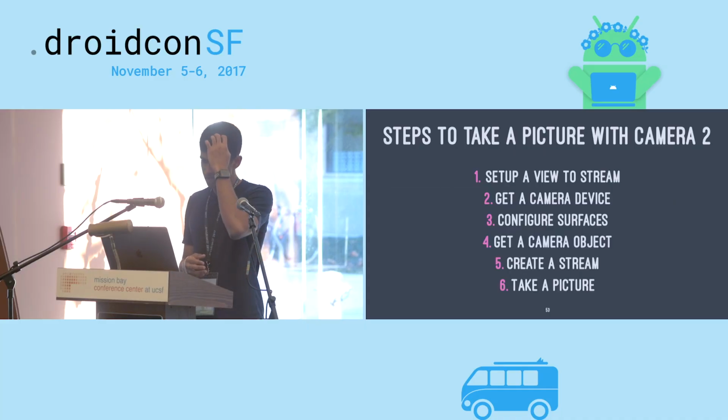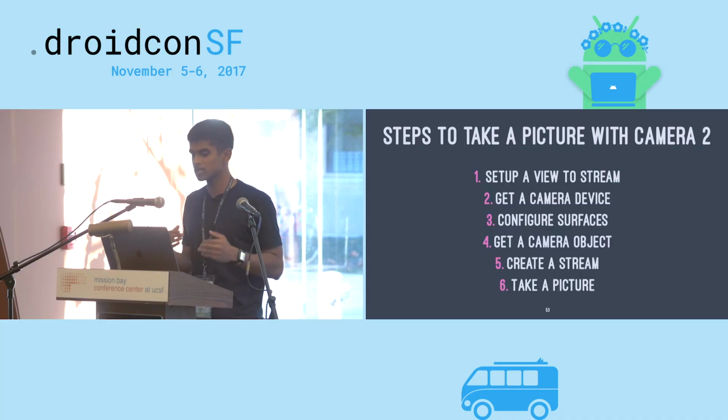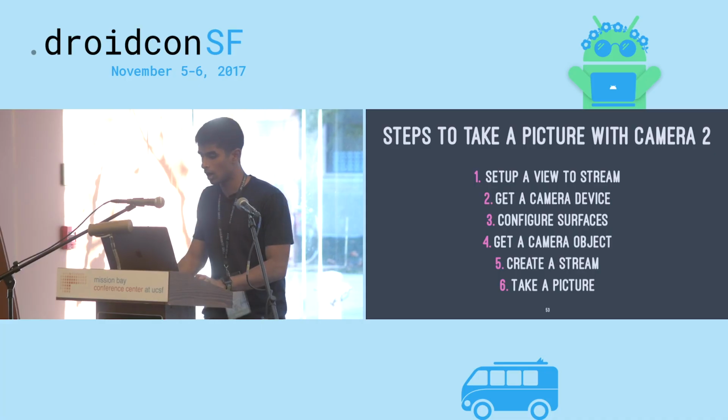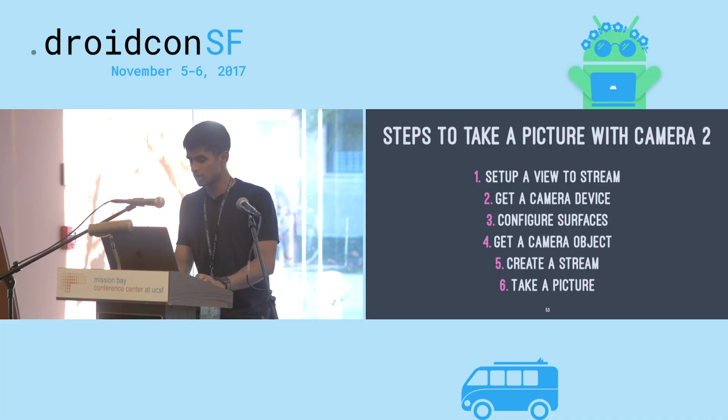To summarize, we basically created a surface texture view. Then we got a camera device, the rear camera. Then we configured the surfaces to the camera's width and height. Then we got the camera object, created a stream, and then took a picture. So this is basically all the steps you need to follow in order to take a picture using the Camera 2 API. And Camera 1 is a little bit shorter.